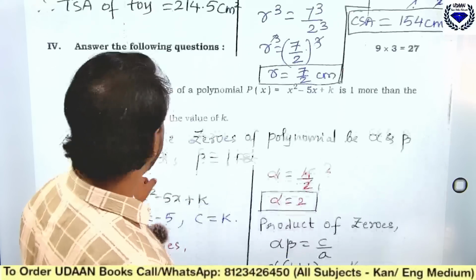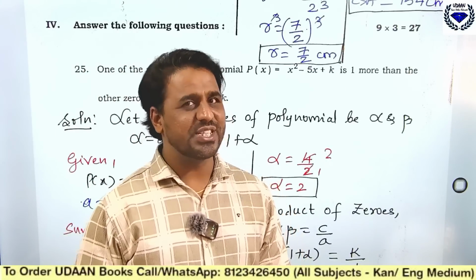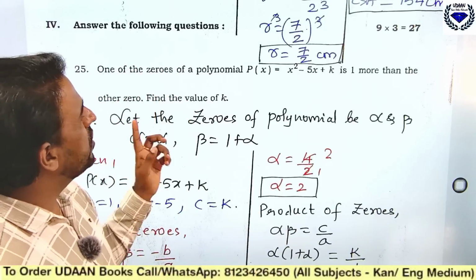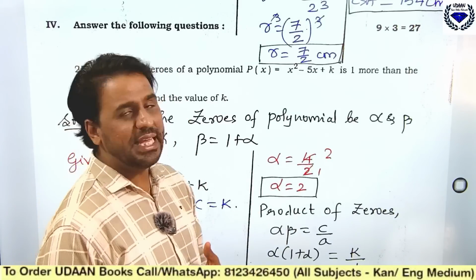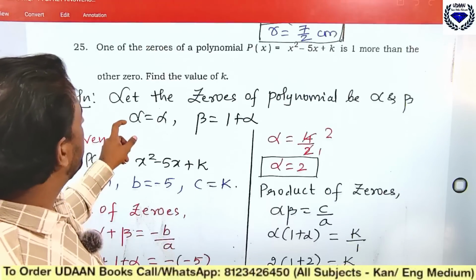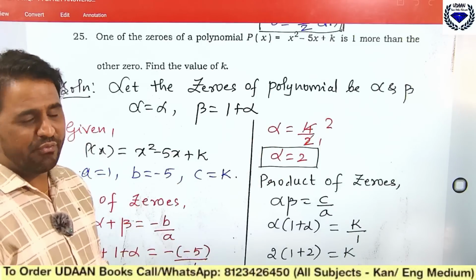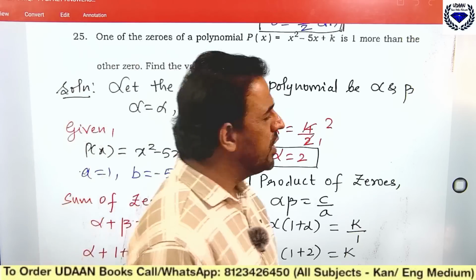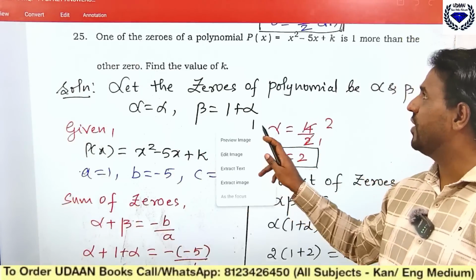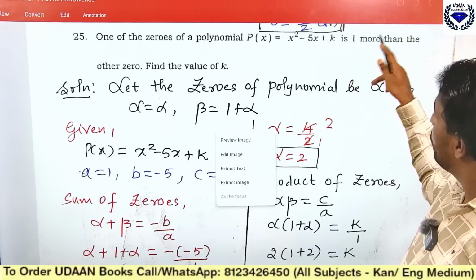Next, now coming to 3 mark questions. Total there are 9 three mark questions. One of the zeros of polynomial p of x is equal to x square minus 5x plus k is one more than the other zero. Find the value of k. See here, let the zeros of polynomial be alpha and beta. Alpha is alpha, beta is 1 plus alpha. Why? Because they said one of the zeros of the polynomial is one more than the other.